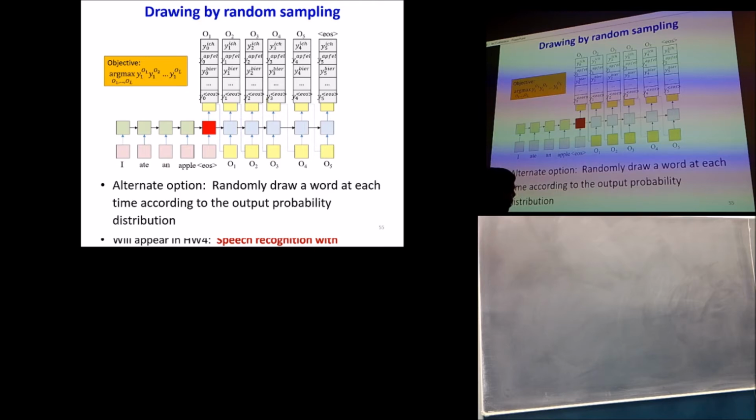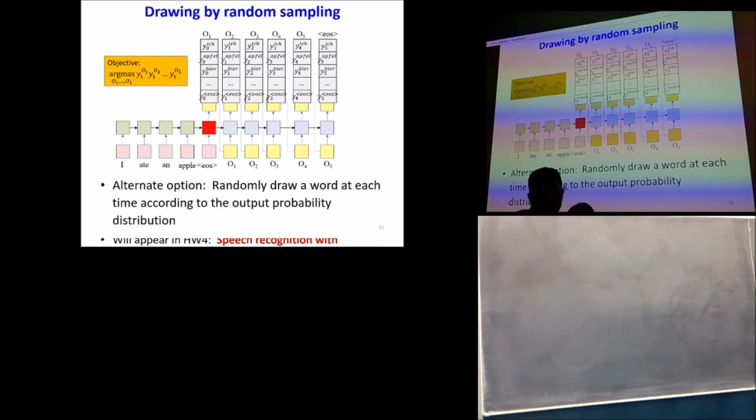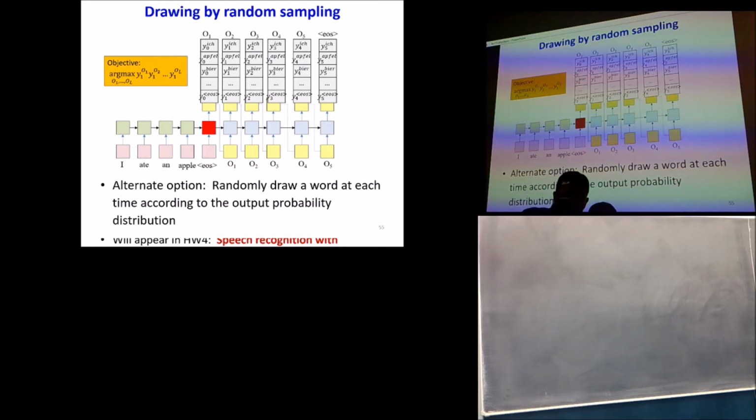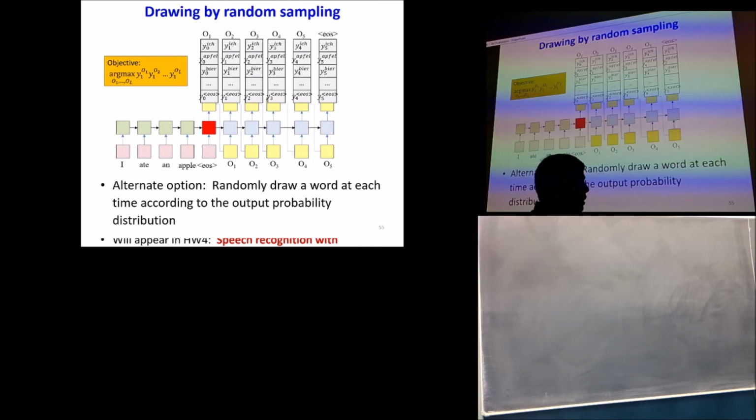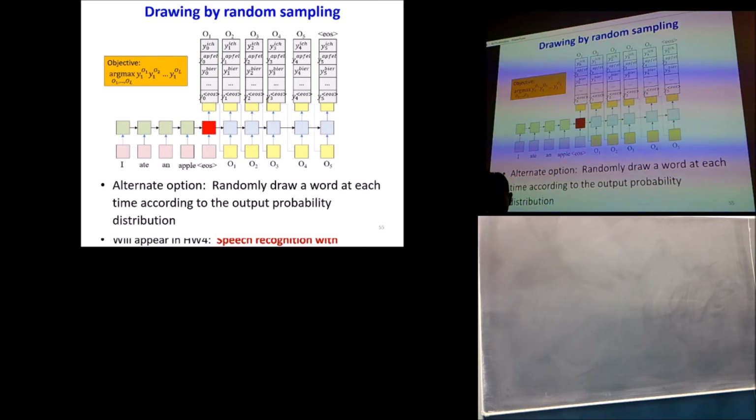The alternate option is to simply randomly draw a word at each time according to the output probability distribution. So you have some probability distribution over here, and you pick words from this distribution. You just draw from that distribution to choose a word, and then you feed that into the network at the next time, and then it's going to produce a new distribution, and then you randomly draw from that, and so on.